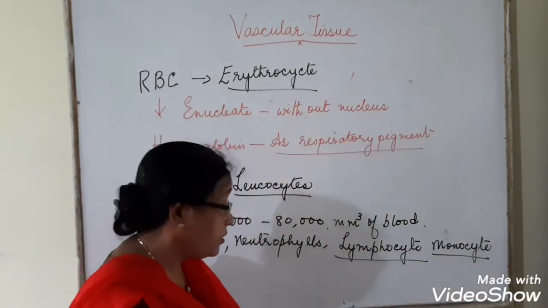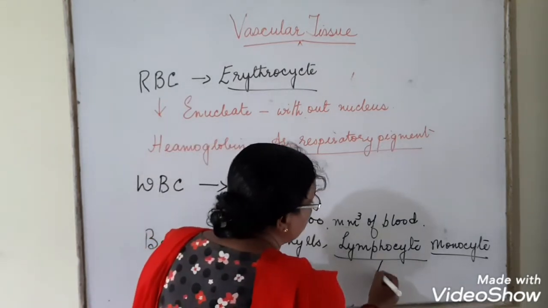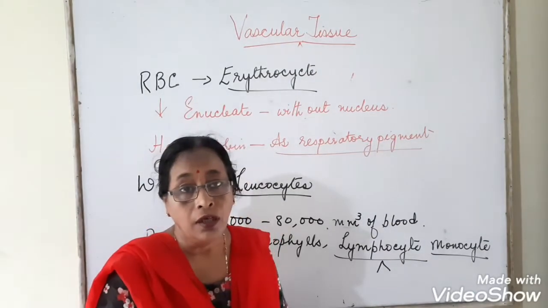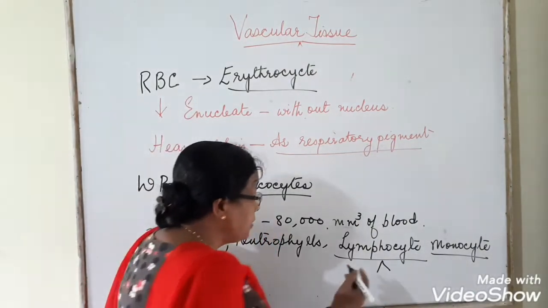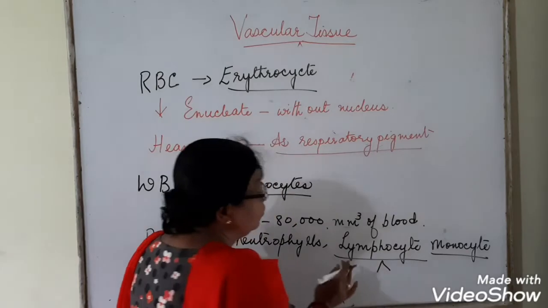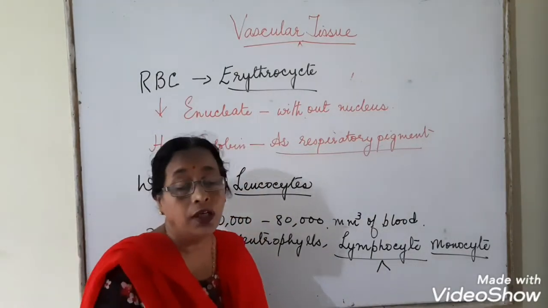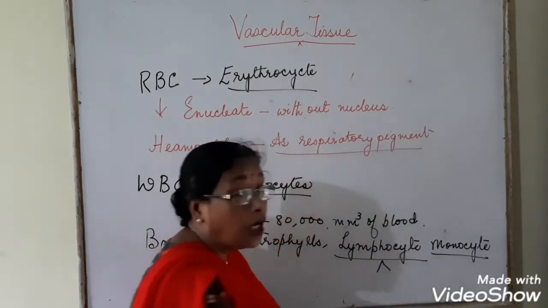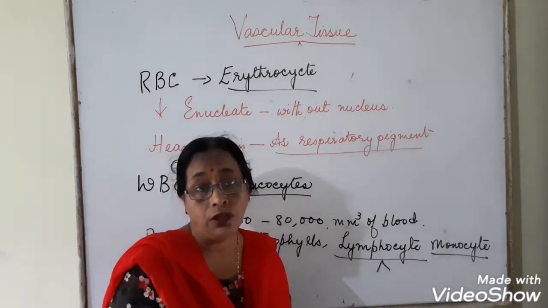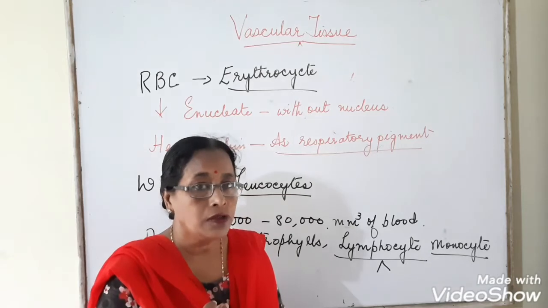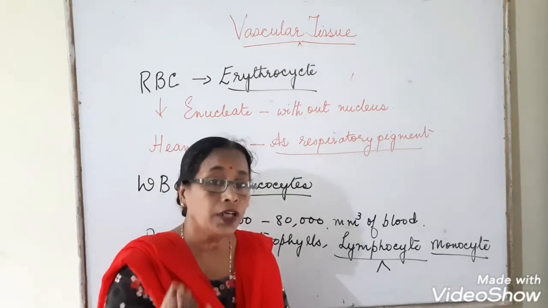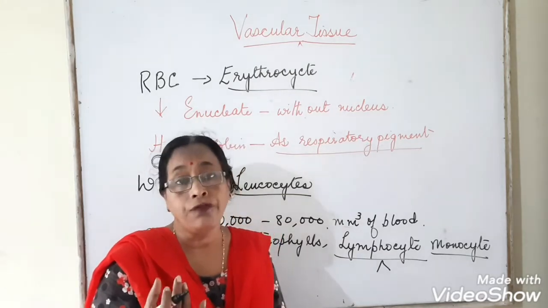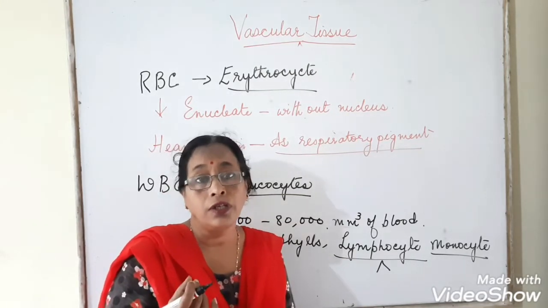The lymphocytes are of two types, the B cells and T cells. They form the immune system of the body. So they help in the formation of the immune system of our body. The monocytes are phagocytic in nature. If any foreign substance like pathogens enters our body, the monocytes digest or phagocytose the foreign substance.